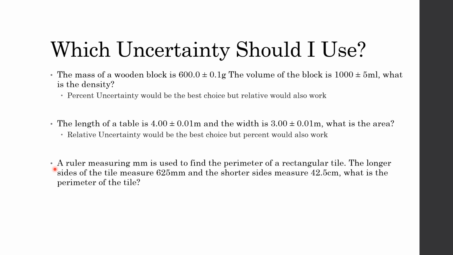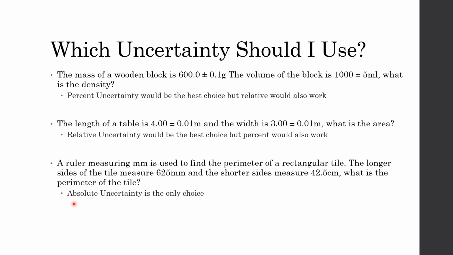Last but not least, a ruler measuring millimeters is used to find the perimeter of a rectangular tile. The longer sides of the tile measure 625 millimeters, and the shorter sides measure 42.5 centimeters. What is the perimeter of the tile? So in this instance, there's only one option, and that's absolute uncertainty.